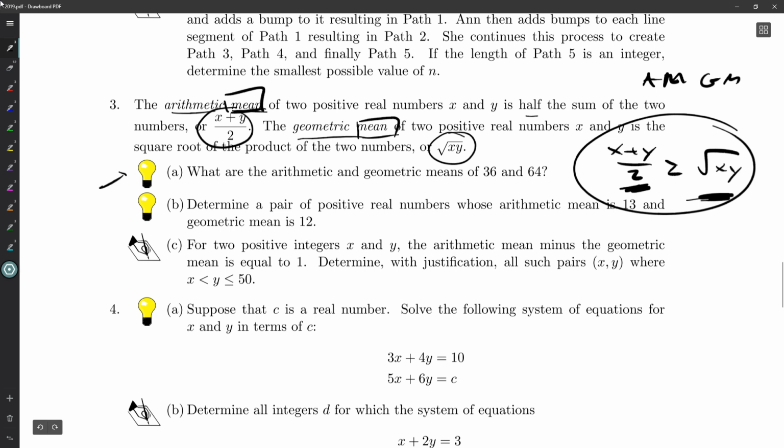Okay. So we've got two light bulbs and a written A part. What are the arithmetic and geometric means of 36 and 64? Okay, so do we understand the definitions? Yep. Add the two numbers up, divide by 2. It's going to be 100 because this is a well-known 6, 8, 10 Pythagorean triple. So the arithmetic mean is 50.